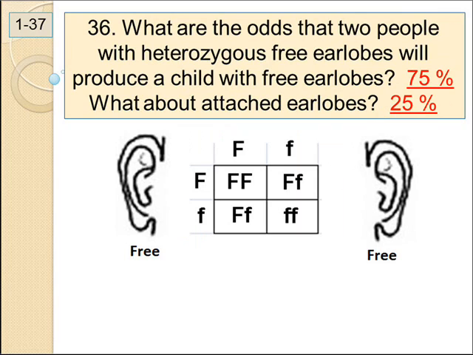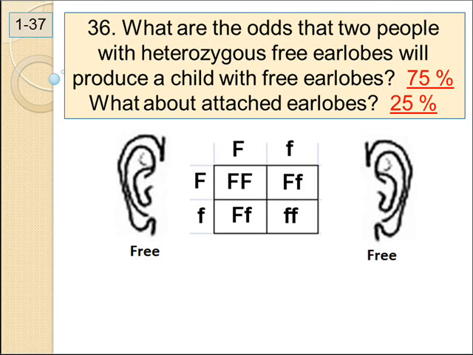So in this case, unless I screwed this up, I didn't. This parent would be these two alleles. This parent, same two alleles, and then when they join up again, I will find that 3 of them out of 4 will be free. And that should be a 75 right there. And 1 out of 4, that should be a 25, and there they are.